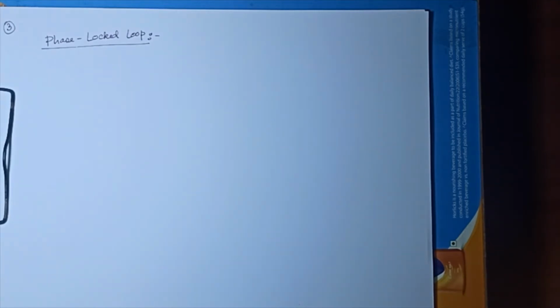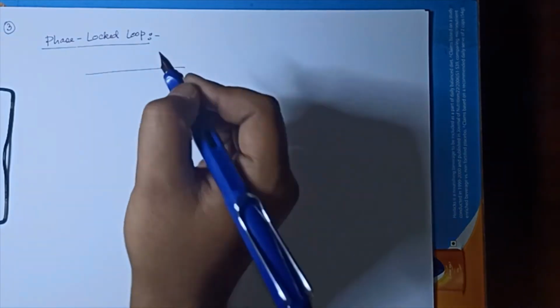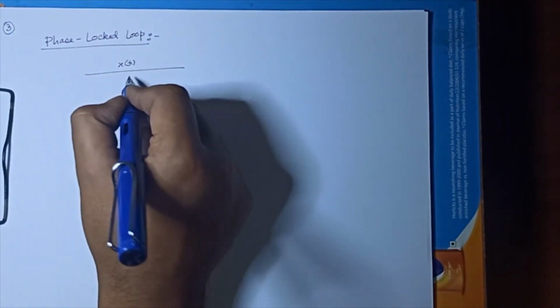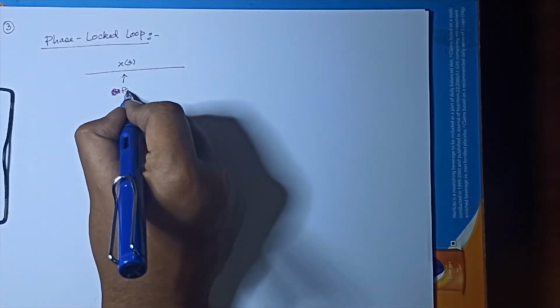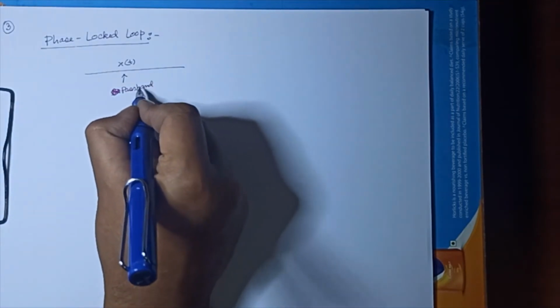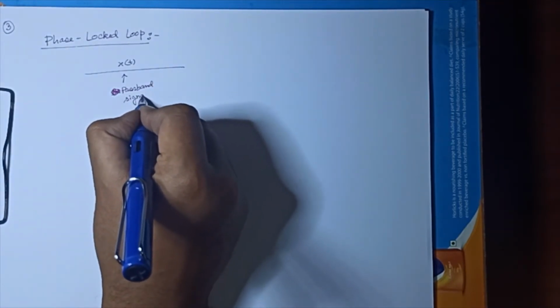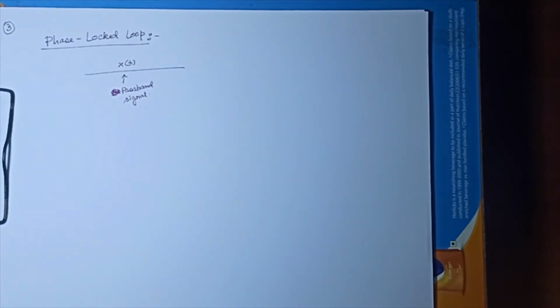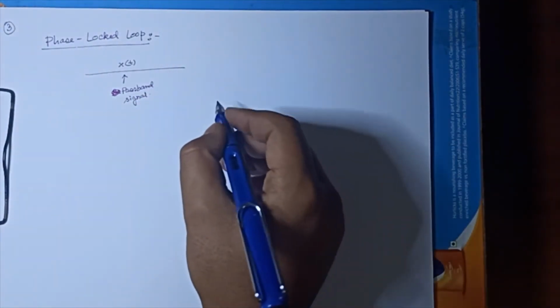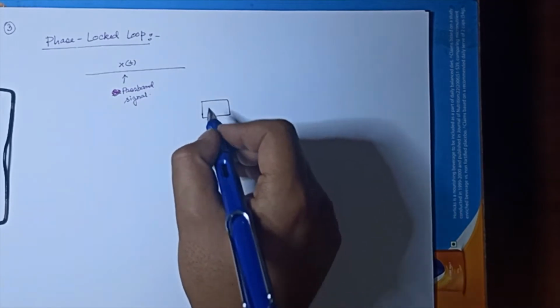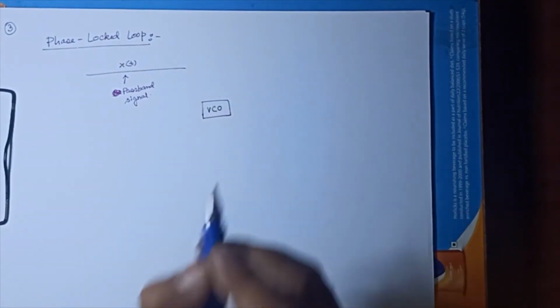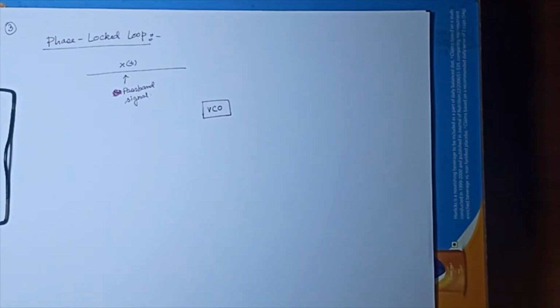Our job is at the receiver, so the phase locked loop is a device at the receiver. Suppose some signal x(t) is coming, which is a bandpass signal. Now you have a local oscillator, say a voltage controlled oscillator. Probably you have learned this name in your analog circuit course, where the input is some voltage and the output phase, the instantaneous angle, is controlled by it.